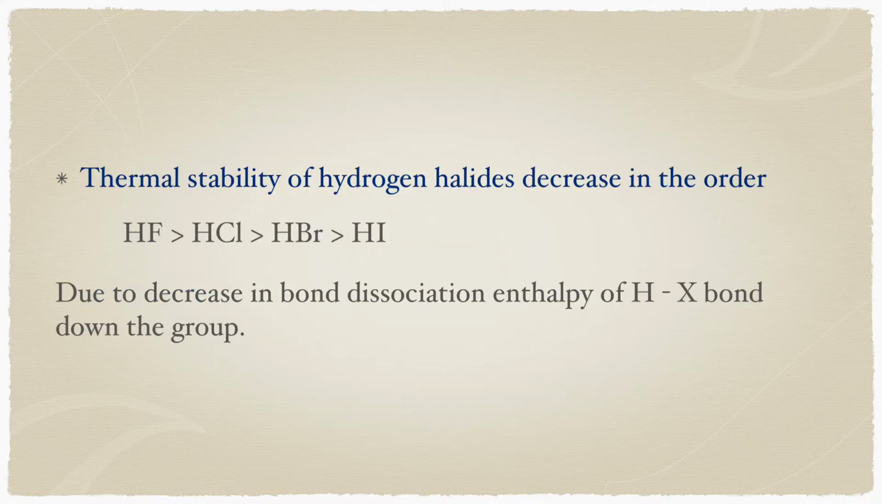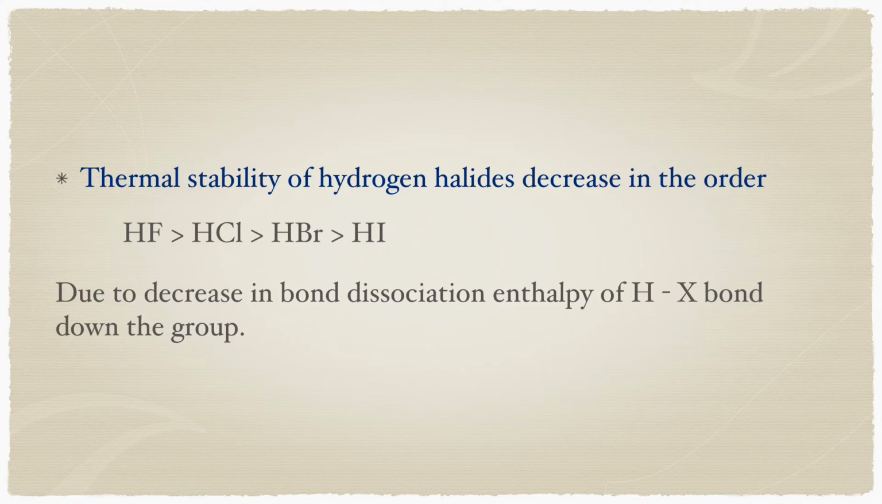Okay. Next, the thermal stability of hydrogen halides decreases in the order: HF is more thermally stable as compared to HCl. HCl is more thermally stable as compared to HBr and HI. So I can say, out of these four, the most thermally stable is HF. Okay, similar reason, due to the decrease in the bond dissociation enthalpy of H-X down the group.